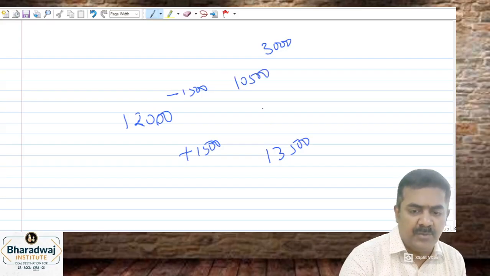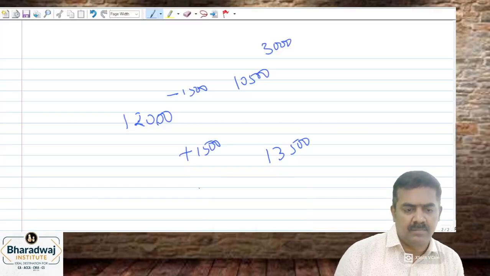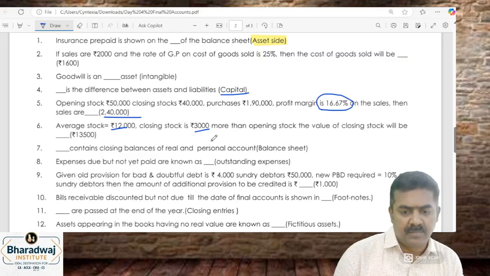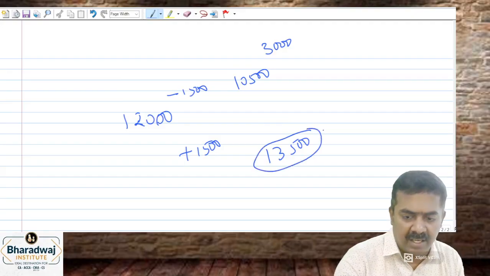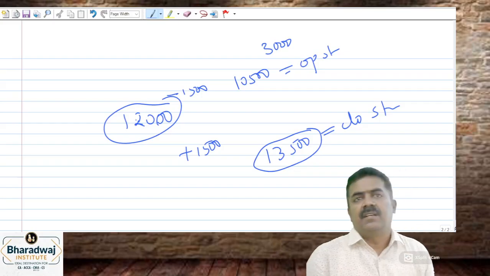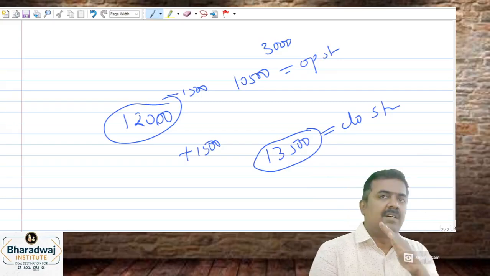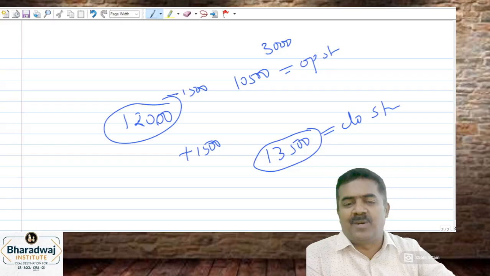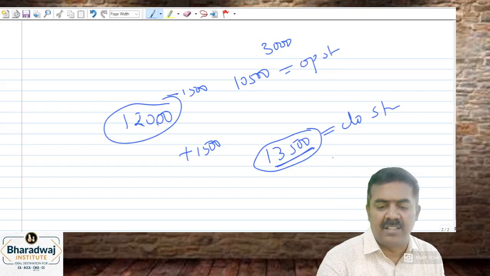So the difference is 3,000. Which one is more than which one? Closing stock is 3,000 more than the opening stock. The higher value is the closing stock. This is opening stock. I repeat, what is the average stock given? 12,000. What is the total difference between opening stock and closing stock? 3,000. Cut it in two. Minus 1,500 gives the lower value, plus 1,500 gives the higher value. They asked for the answer for closing stock: 13,500.